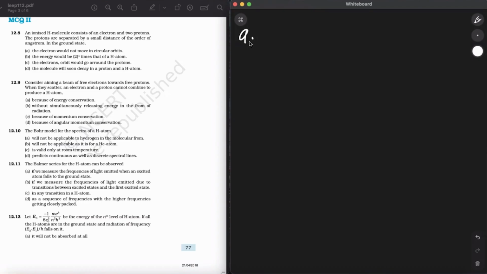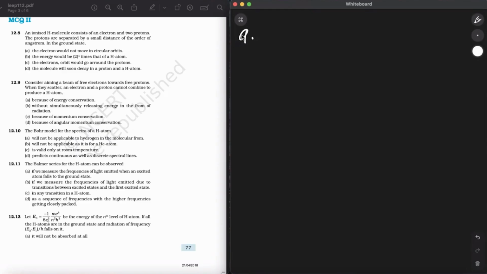So what has been given to us? We have to consider aiming a beam of free electrons towards free protons, when the scattered electron and the proton cannot combine to produce an H atom. Okay, so why is this occurring? That is what they're asking me.